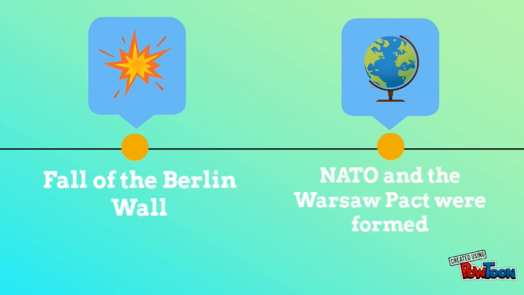Some other important results were the fall of the Berlin Wall, and also that NATO and the Warsaw Pact were formed from the Cold War.